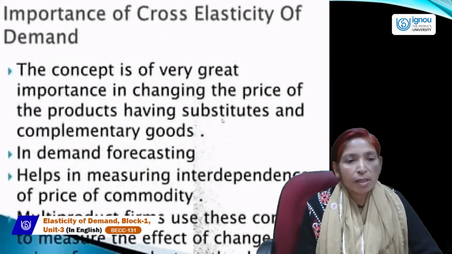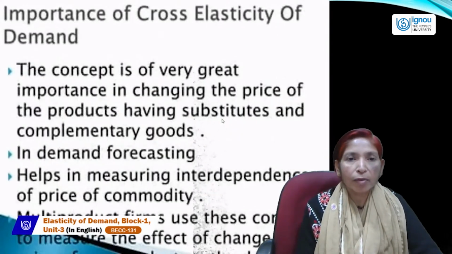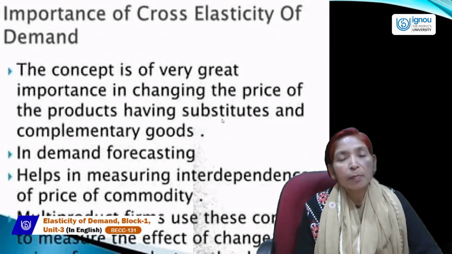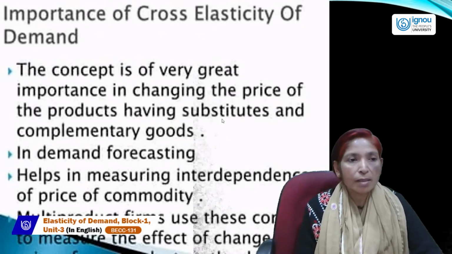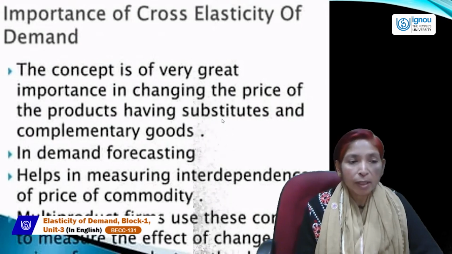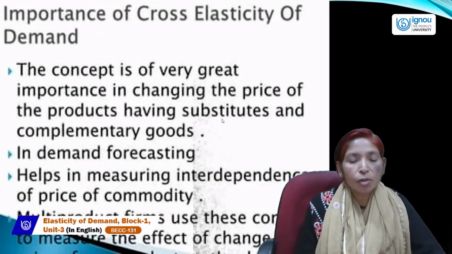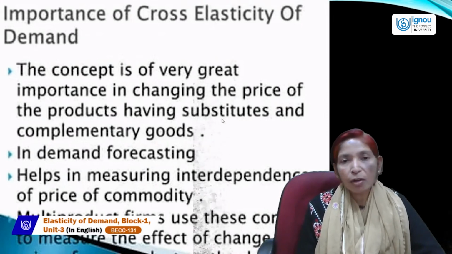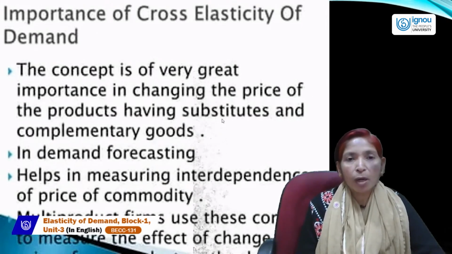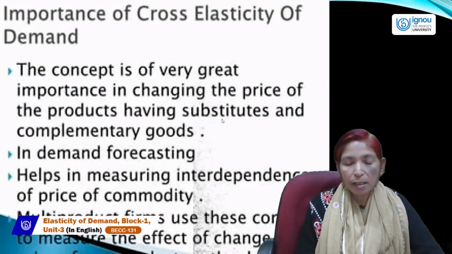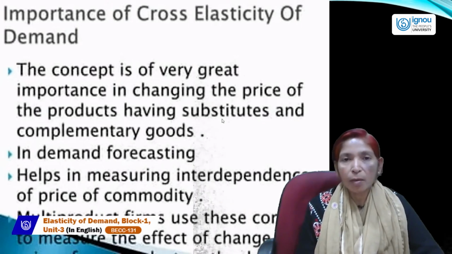Next is importance of cross elasticity of demand. You know that income elasticity of demand, cross elasticity of demand, and price elasticity of demand are very important concepts, and their importance is for all people, either it may be businessman, consumer, producer. So in case of complementary goods, substitute goods, if you want to know the effect of the price of related goods on demand, then we must know about cross elasticity of demand. And it helps in demand forecasting, it helps in measuring interdependence of price and commodity.